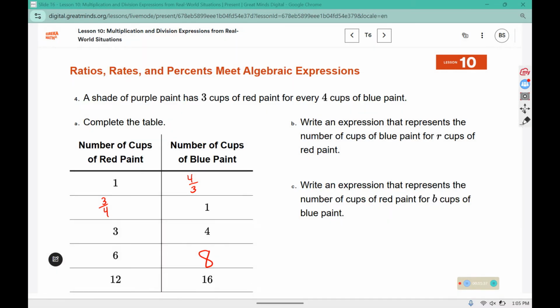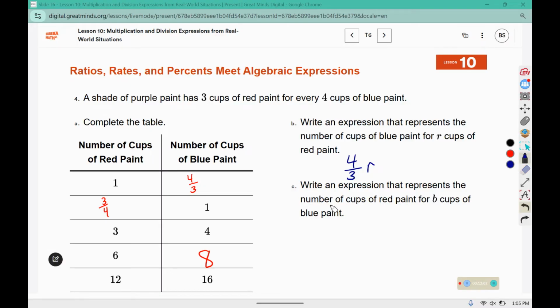Write an expression that represents the number of cups of blue paint for R cups of red paint. So if we start with 1R, the way that we would get the cups of blue is we would multiply R by 4/3. Multiply the red by 4/3.